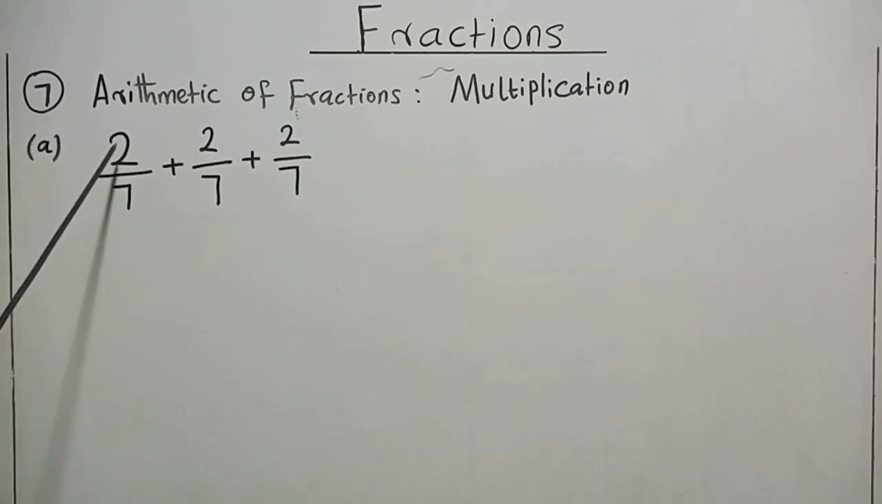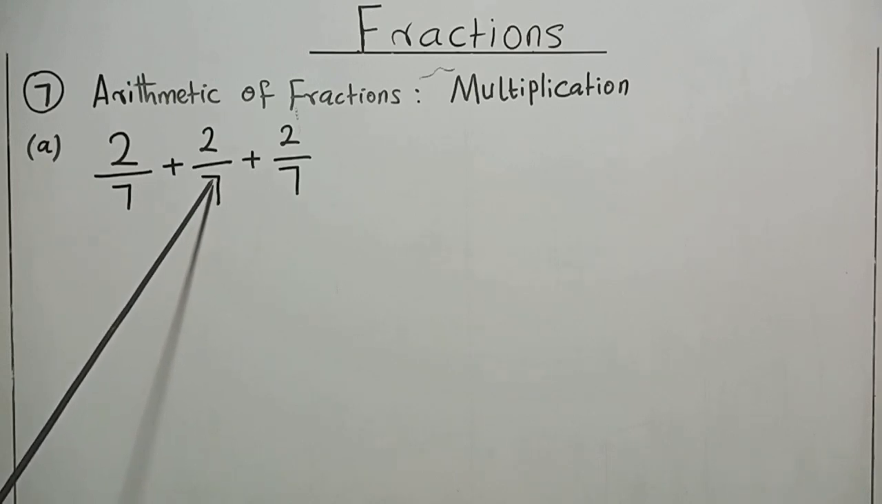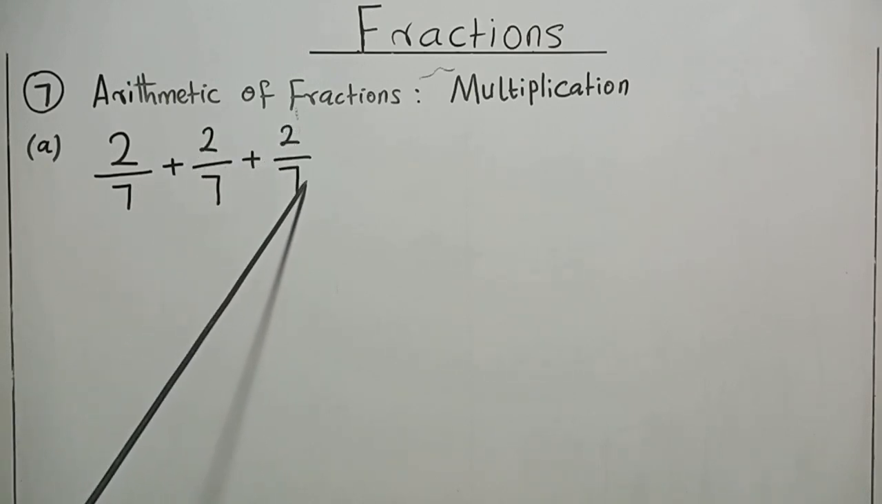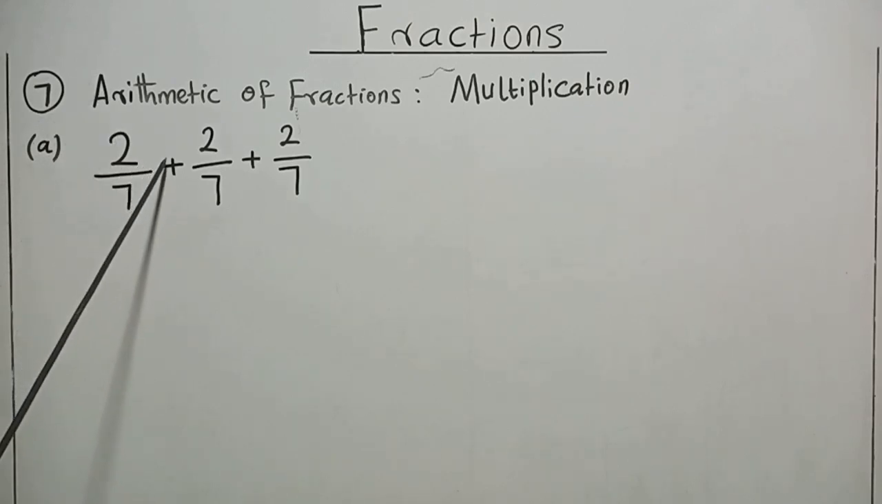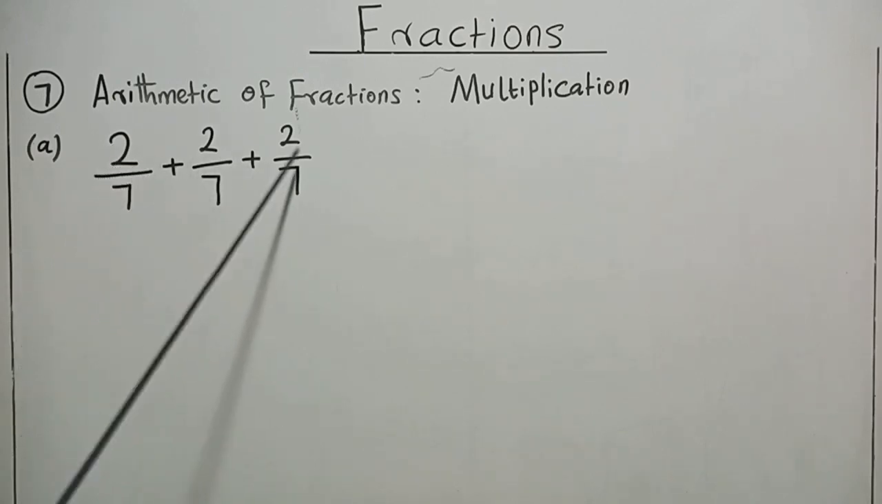Just imagine 2 over 7 increases by the same 2 over 7 and further increases by the same 2 over 7. This pattern of increase is what we refer to as multiplication. That is, repeated addition is what we refer to as multiplication. But first, before I use the sign to replace these two signs, let me use the method we have learned earlier to get an answer to this number operation.